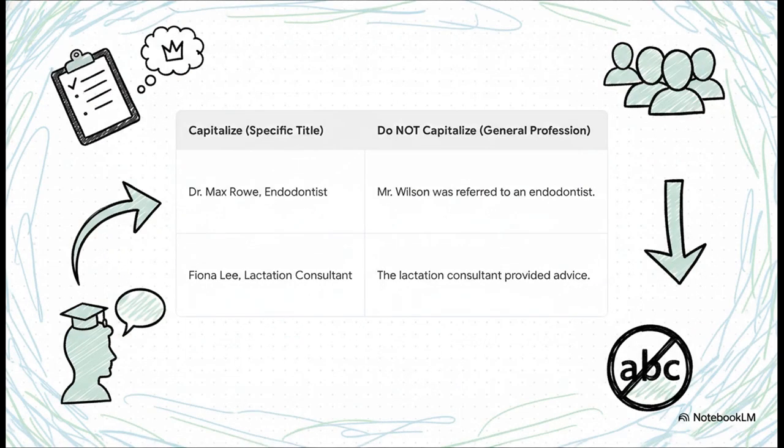Job titles are another one that's all about context. Here's the deal. If the title is right next to a person's name, acting like part of their name, you capitalize it. So, Fiona Lee, Lactation Consultant. The title is part of her identifier there. But if you're just talking about the job in general, like the lactation consultant gave some advice, then it's lowercase. It's a difference between a specific person's title and the general profession.